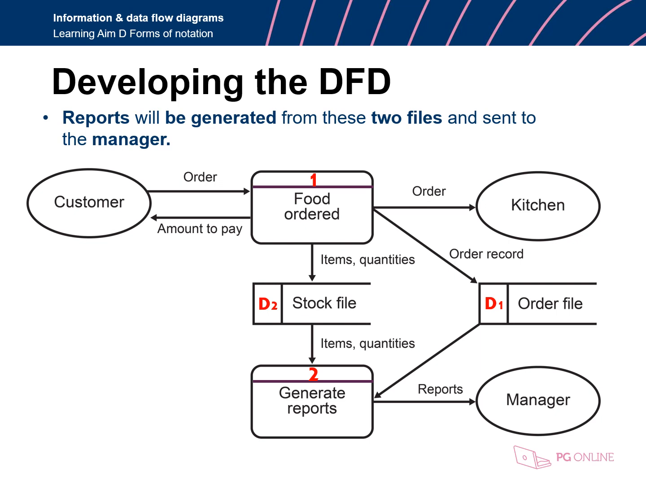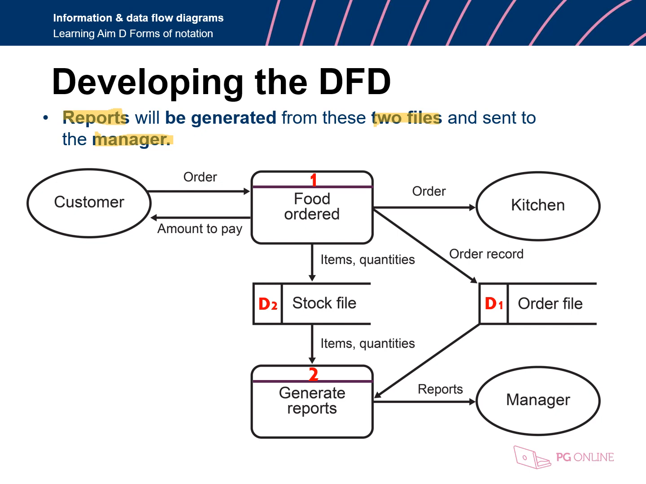We are then told that reports will be created from these 2 files. So we know we're using both the order file and the stock file, and these reports will be sent to a manager. Now, because the manager is a person, we know that's going to be an entity. So as you can see, I've got an arrow going from my stock file and my order file, going to a new process where the data will be used to generate reports.